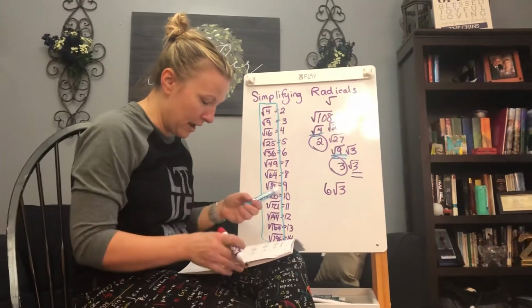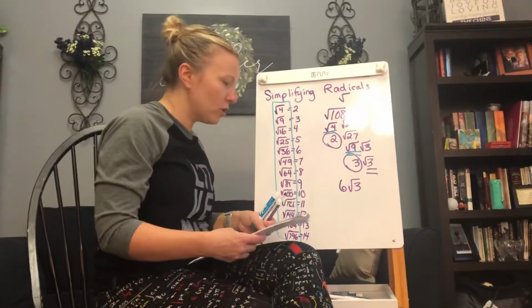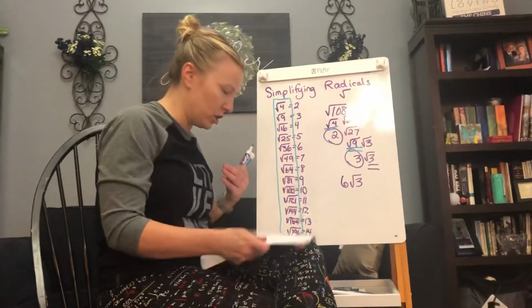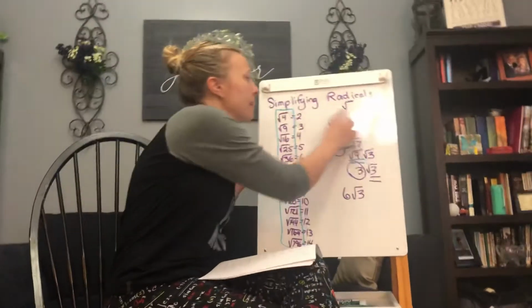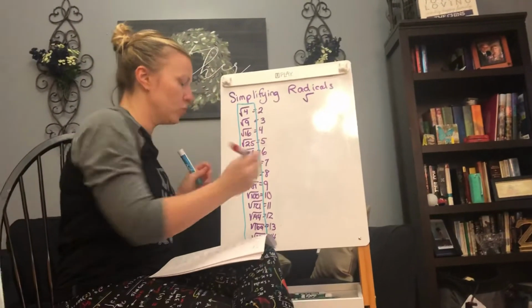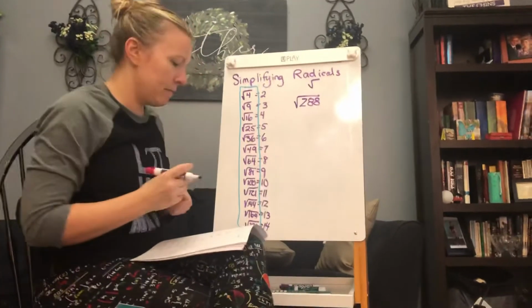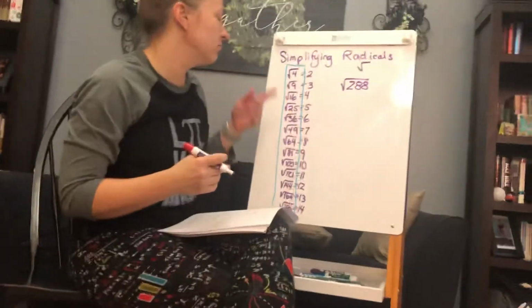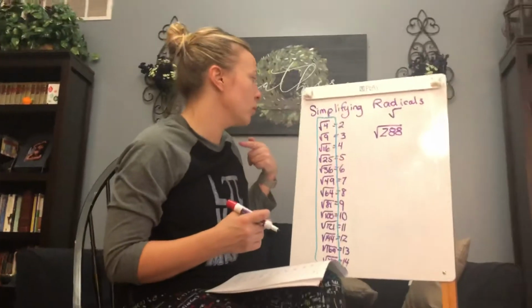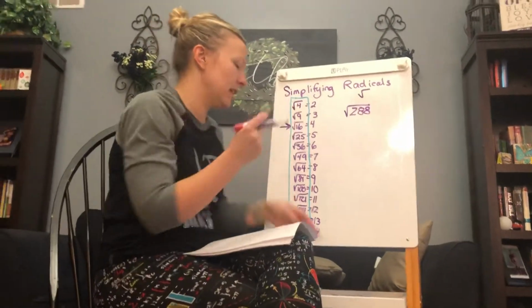So let's try another one. Let's try number 1 on your worksheet. Number 1 on your worksheet is the square root of 288. If you want to try a bigger number, we can. I know that it's even, so I would start with 4, but we could start with a different even number. Like, what if we start with 16 instead this time?